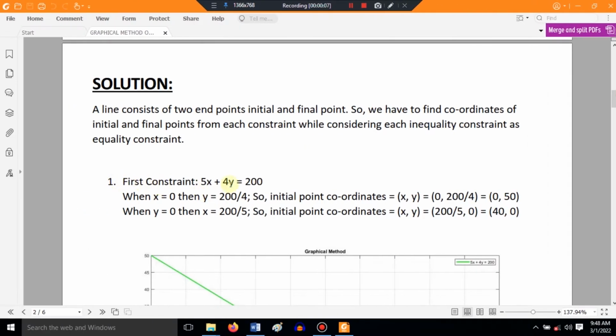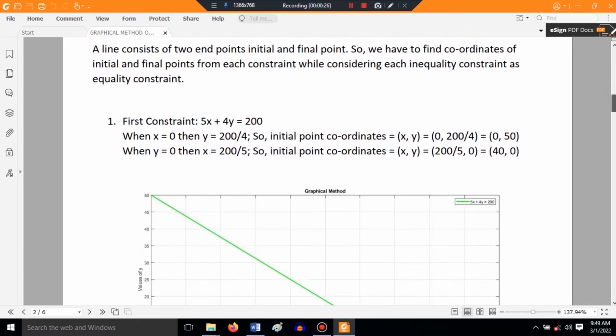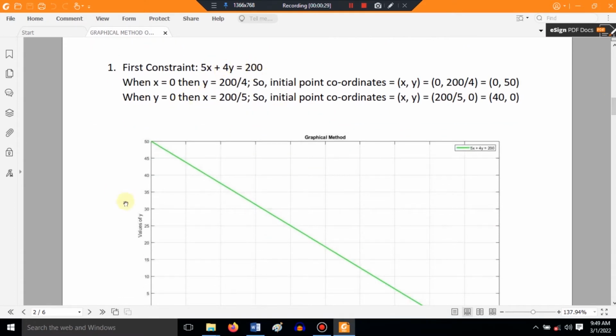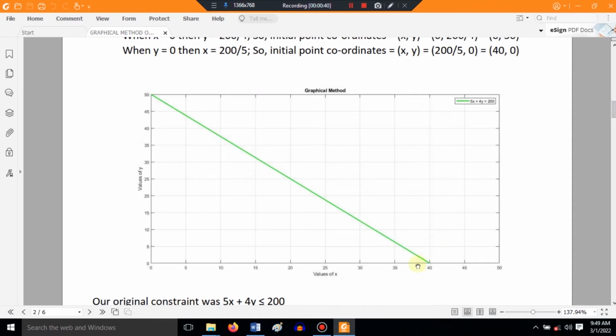Here we have our first constraint, which is 5x plus 4y equals 200. Note here that the original constraint was less than or equal to 200. But first we will assume it as an equality constraint. We won't take the effect of inequality right now because we need to plot this equation on the graph, which will give us a straight line. In order to plot this equation on the graph, we need 2 points, the initial point of the line and the final point of the line, which is this one.